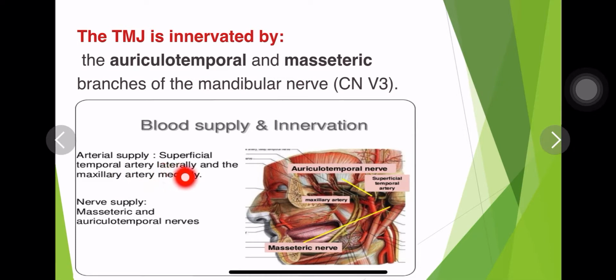Arterial supply: the superficial temporal artery laterally and the maxillary artery medially. And the nerve supply is the masseteric and auriculotemporal nerves.